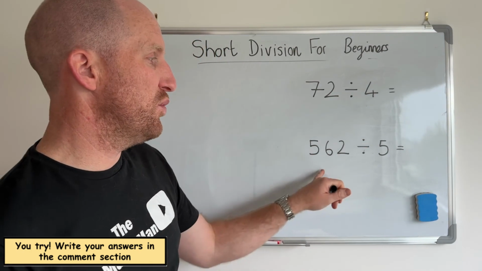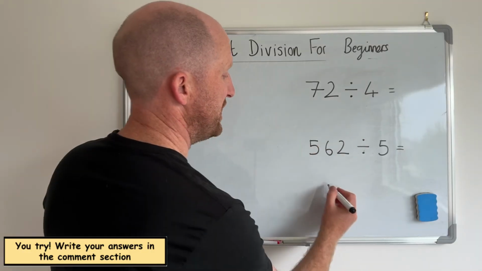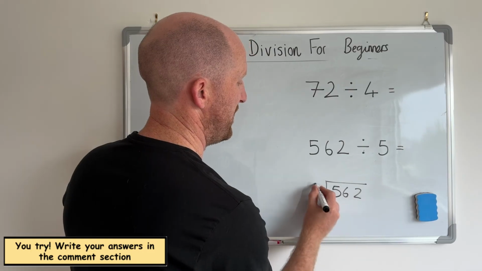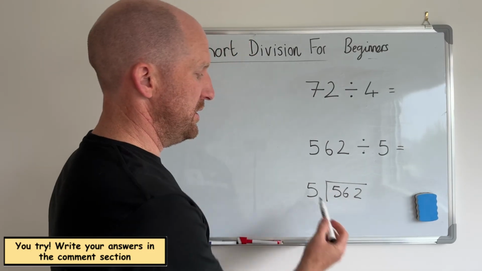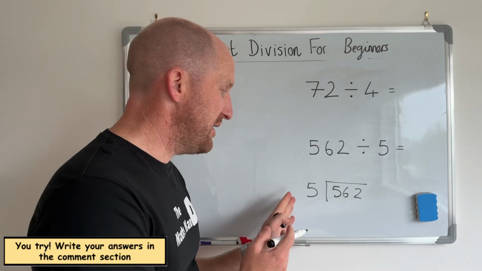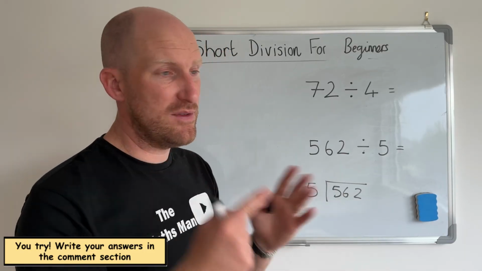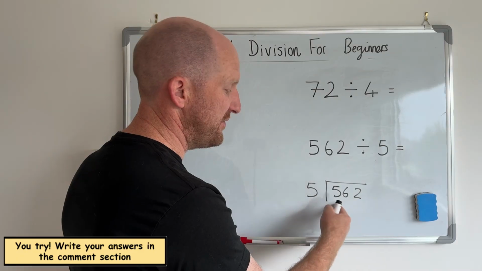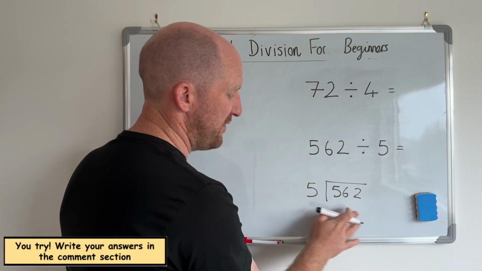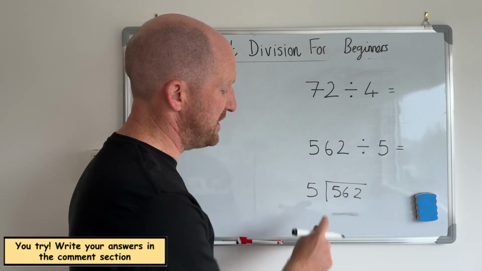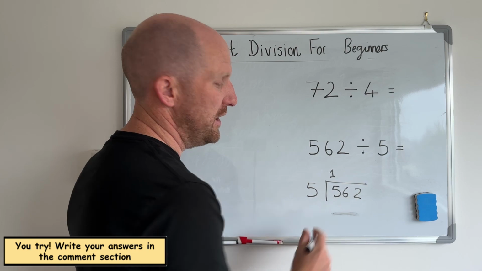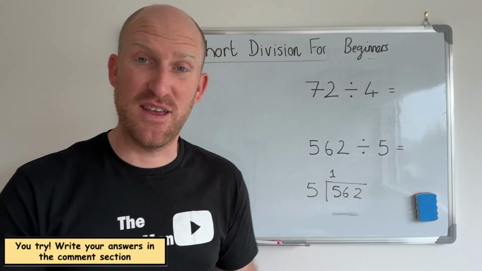So the next level would be this, so 562 divided by 5. So the next level would be to divide this number without having to use the dots. So how many 5s in 5? Instead of doing the dots, you would get rid of those and you would just do it all mentally. So how many 5s in 5? There is 1. And I'm not going to do the rest because I'd be giving you the answer.